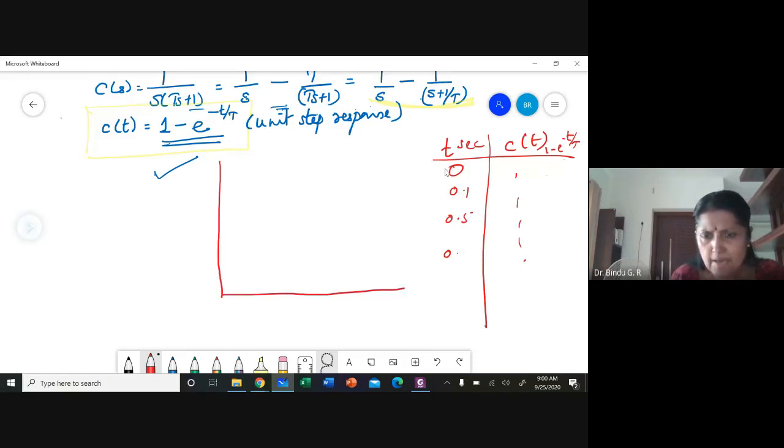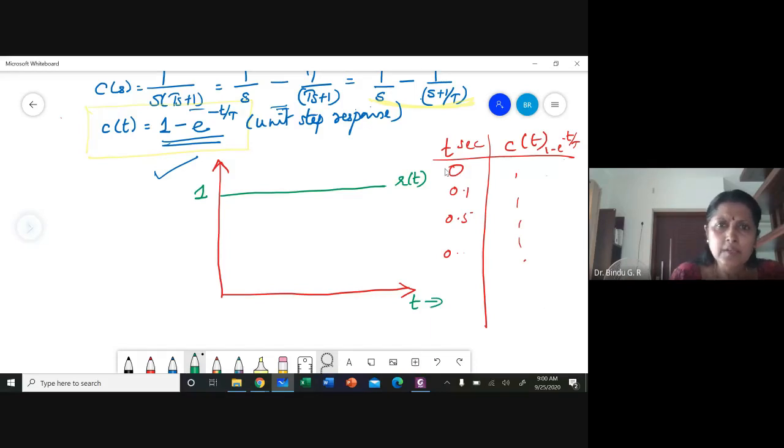You know, we had derived this for the RC network. So if this is a unit step, I get this as 1. This is your input, r(t). This is t. What is the shape of your c(t) curve? Anyone? Remember, it's an RC network. And where is the output taken?